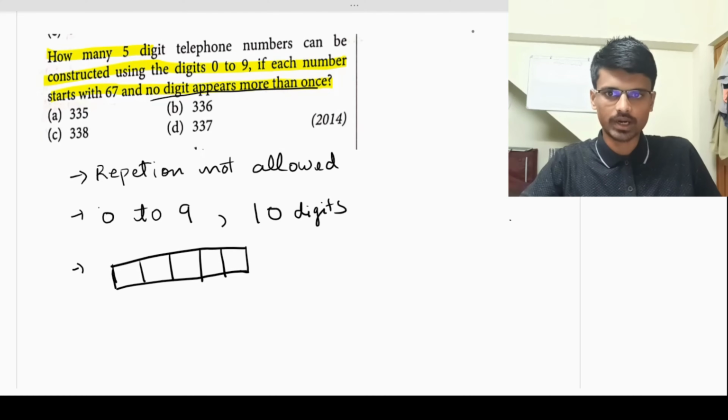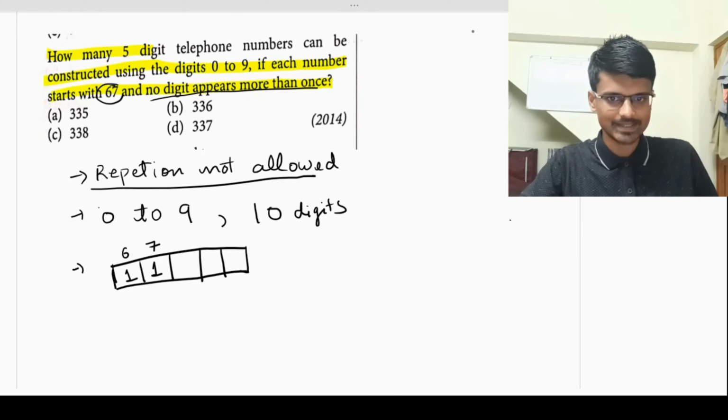And one more condition it specifies is it starts with 6 and 7. So the 5-digit telephone number starts with 6 and 7. These two spots are fixed. So these places can be filled only in one way, right? Only one way. Now, as repetition is not allowed, 2 digits are gone. 6 and 7 is gone.